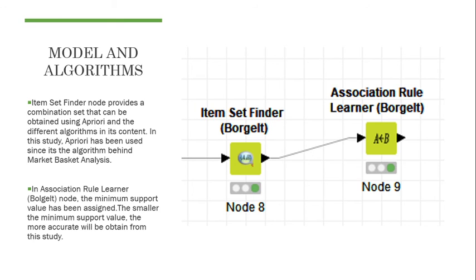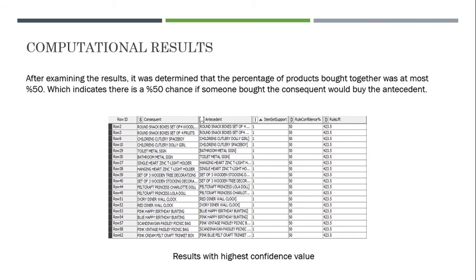The item set finder node provides the combination sets that can be obtained using a priori and the different algorithms in its content. In this study, a priori has been used since it's the algorithm behind market basket analysis. In the association rule learner node, the minimum support value has been assigned. The smaller the minimum support value, the more accurate results will be obtained from the study. After examining the results, it was determined that the percentage of products bought together was at most 50%.